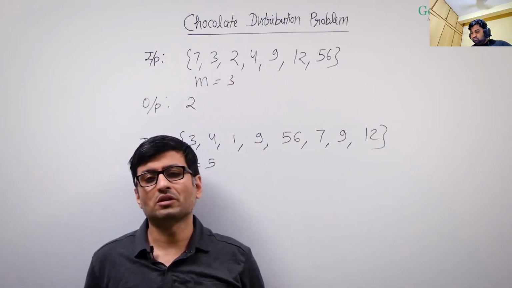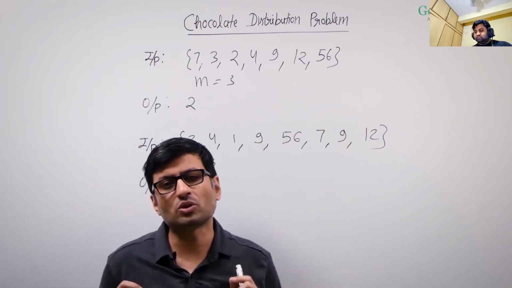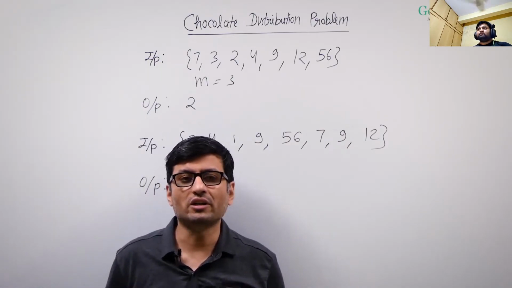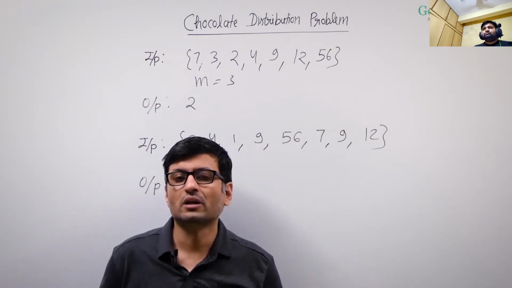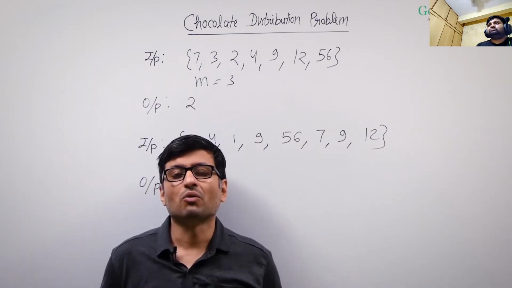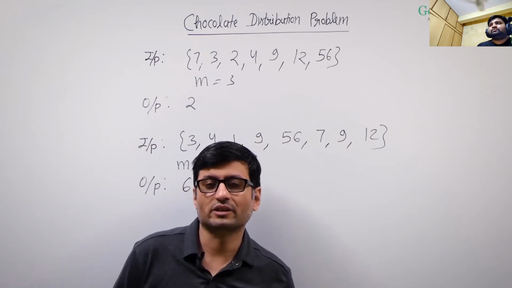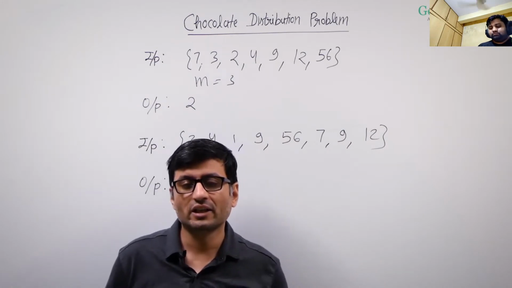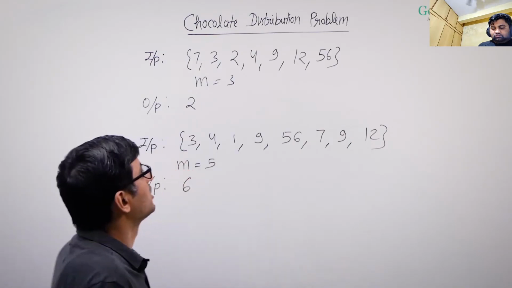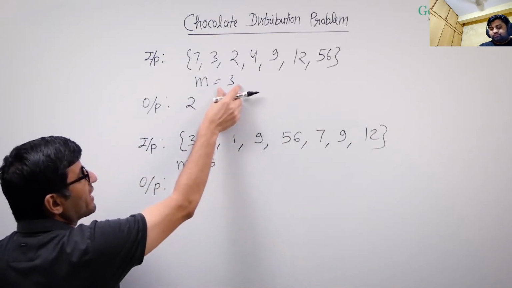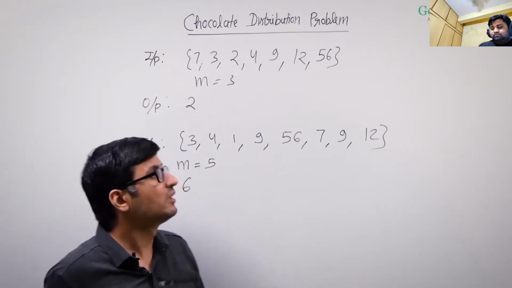Now we want to distribute these packets to these m children with these rules. The first rule is every child should get exactly 1 packet, not more, not less. The second rule is we want to minimize the difference between the minimum chocolates that a child gets and the maximum chocolates that another child gets. So we want to distribute 3 packets to these 3 children because every child should get only 1 packet, right?